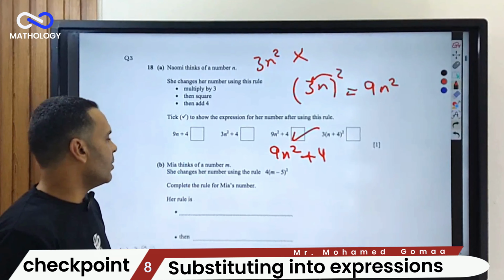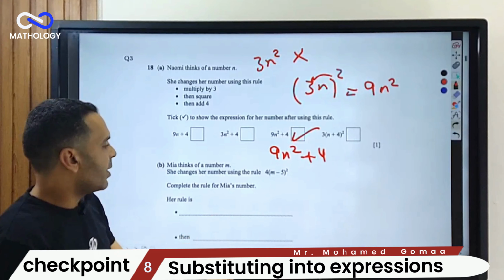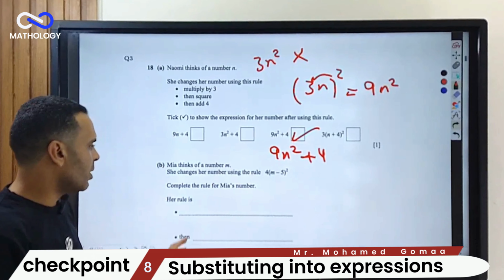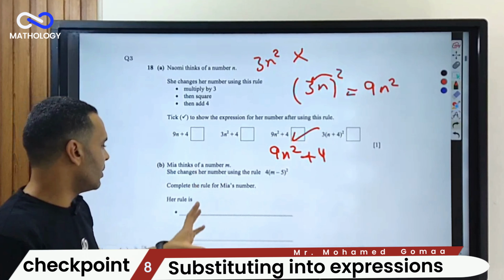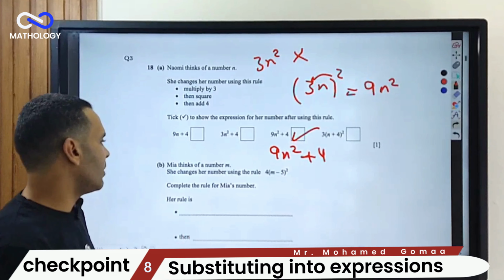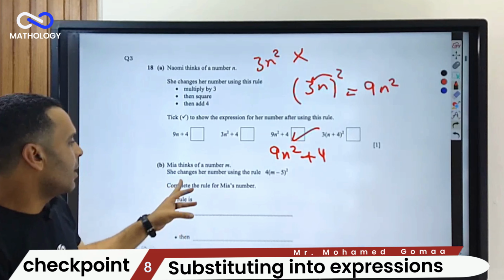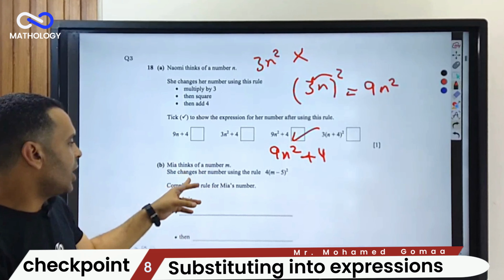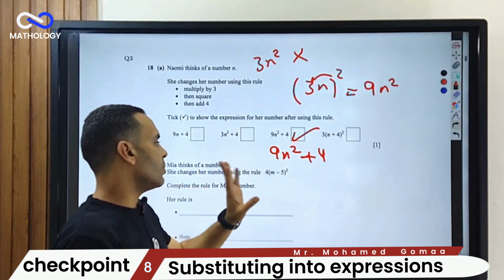Maya thinks of a number m. She changes her number using the rule: multiply (m minus 5) all power 2. Complete the rule for Maya's number. Her rule is then. Maya thinks of a number n. She changes her number using this rule.